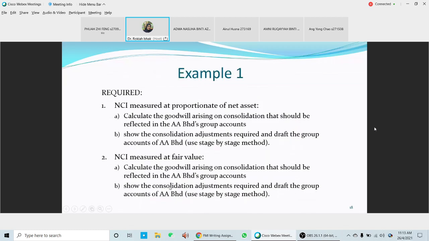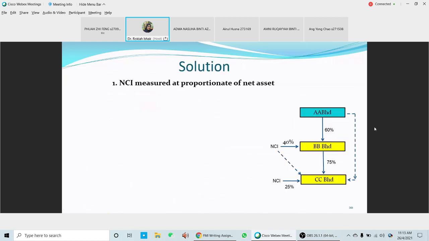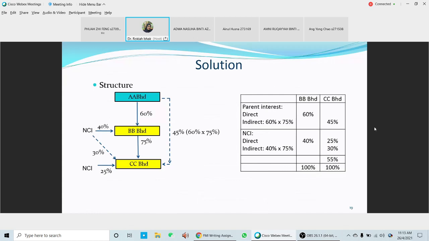So we require NCI based on proportionate shares, and NCI at fair value. Okay, so we look at the structure first. You need to draw this diagram when you answer the question for this chapter. We start here: A has 60% over B, and then B has another 75% in C. So indirectly, A has control over C of 45%.